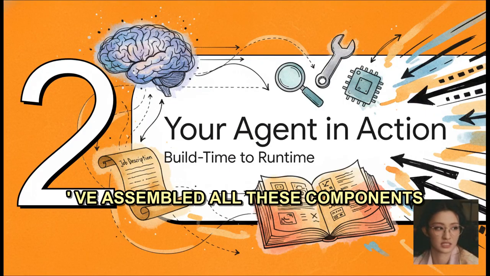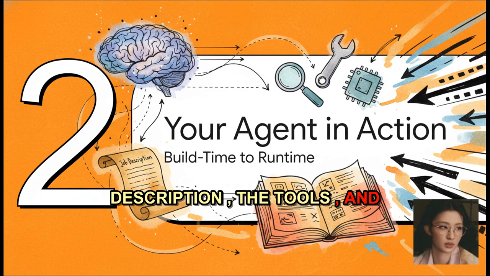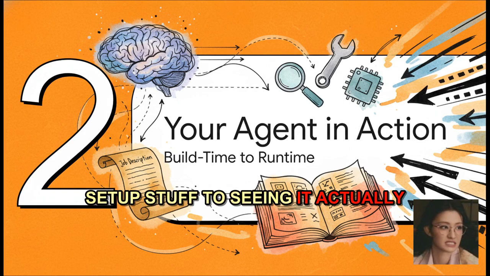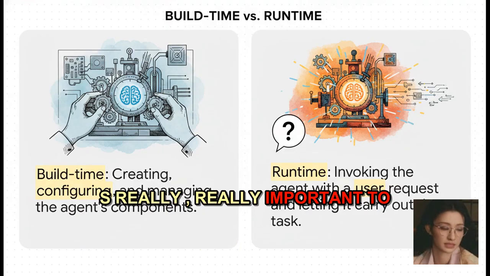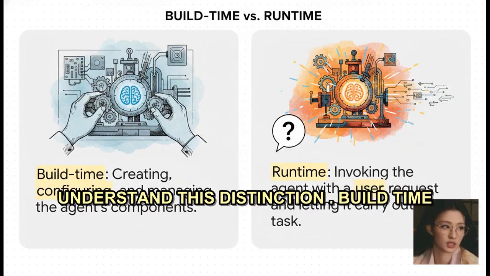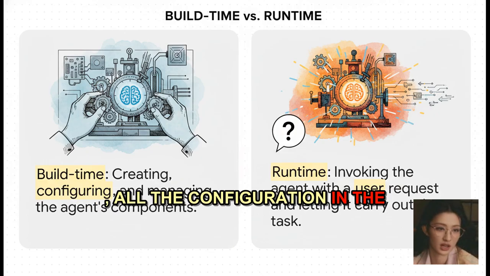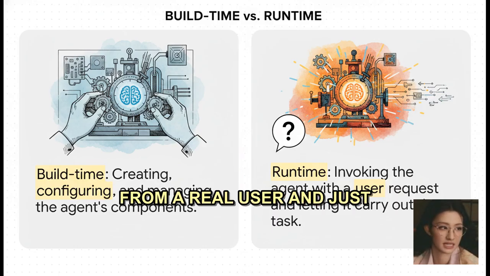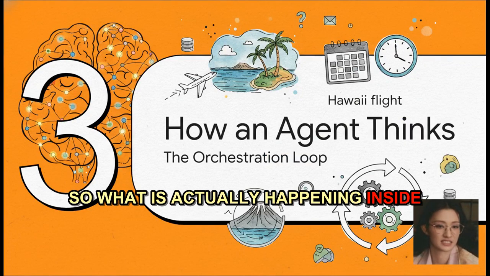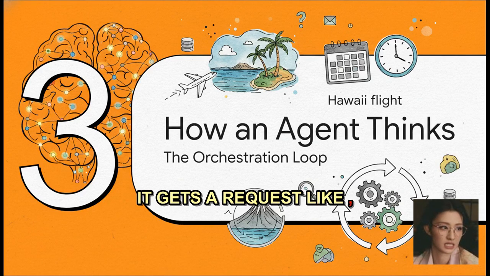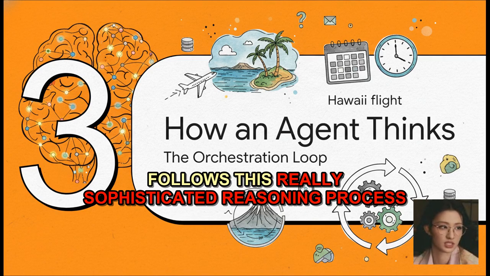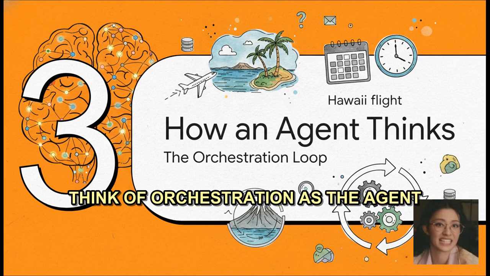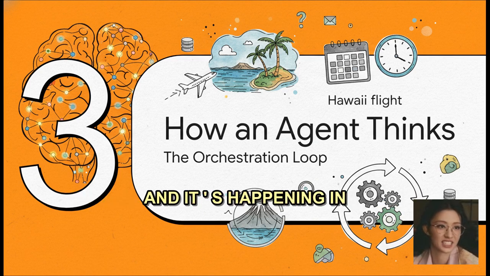So once you've assembled all these components, the brain, the job description, the tools, and the library, the agent is ready for phase 2. We're moving from all the setup stuff to seeing it actually take action. And it's really, really important to understand this distinction. Build time is everything we just talked about, all the configuration and the setup. Runtime, well, that's when the agent is live, gets a request from a real user, and just swings into action. Okay, so what is actually happening inside the agent's brain when it gets a request like, find me a flight to Hawaii? Well, it follows this really sophisticated reasoning process that Amazon calls orchestration.